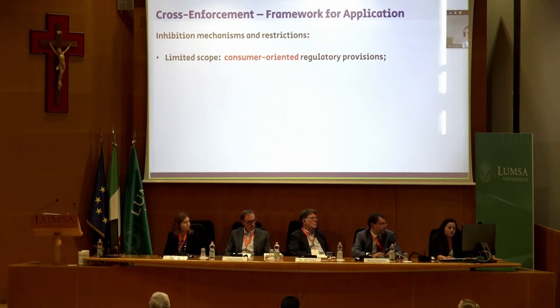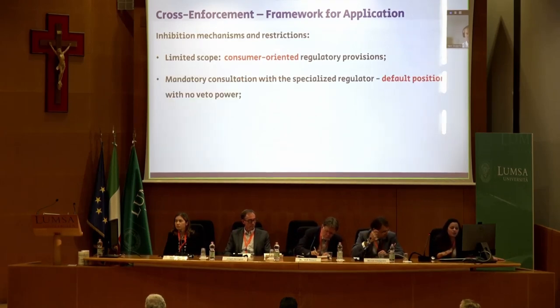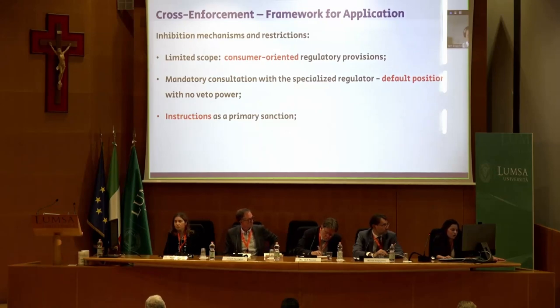So first, we should limit the scope of the type of infringements that cross-infringement should oversee: only consumer-oriented regulatory provisions, that competition authorities are usually more accustomed to deal with because they deal with consumers and markets. Mandatory consultation with a specialized regulator, and maybe even treating their position as a default position, but not giving them veto power because of that fear of captivity. It would force competition authorities to weigh in the privacy protection authority's opinion.